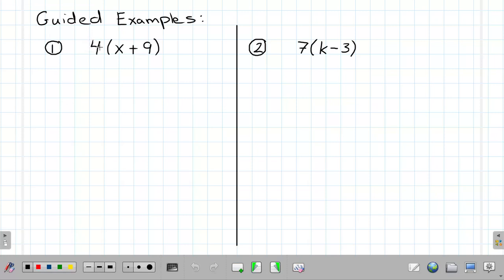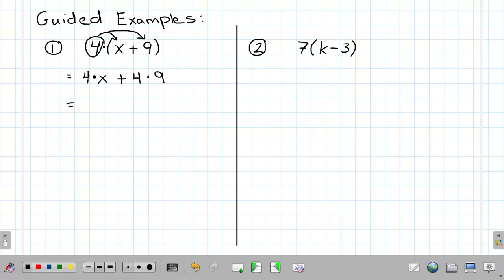Well, we see the distributive property is necessary here because we have 4 times, and then we have x plus 9. So you can think of x as being in the place of b here, 9 being in the place of c, and 4 is the a. So what we're going to do is we're going to take this 4, since it's times this in parentheses, we're going to take 4 and we're going to give 4 to each term on the inside. So 4 times x plus 4 times 9.